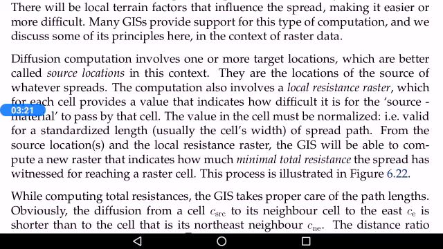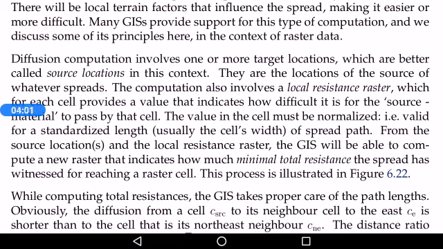The value must be normalized, which means what? Whatever the cell is signifying, whether it is 1 square meter or 1 square kilometer or 100 square meters, whatever it is identifying, how difficult is it for that source material to pass by that region of one cell. So that is identified, and this value is put in each cell according to the resistance provided in that particular area.